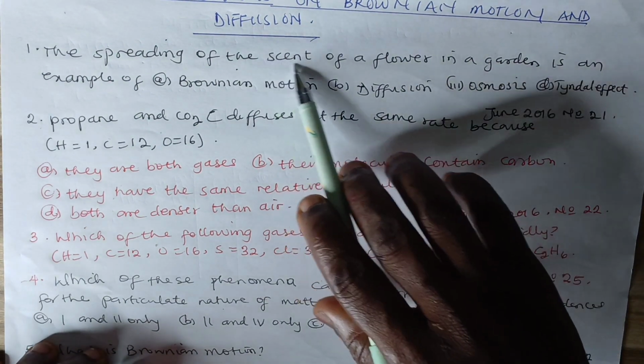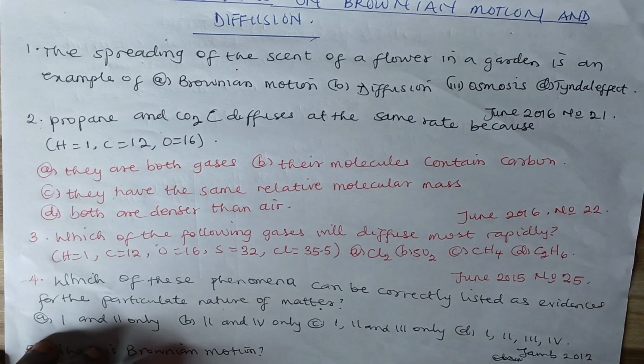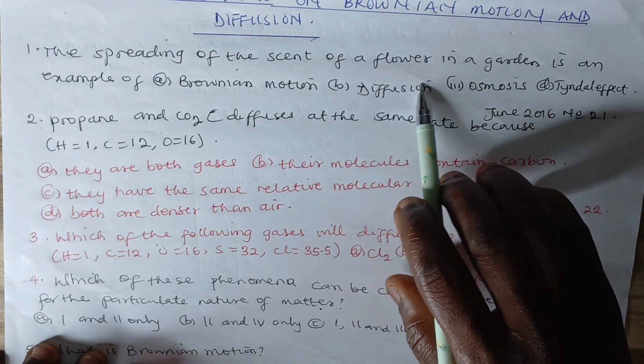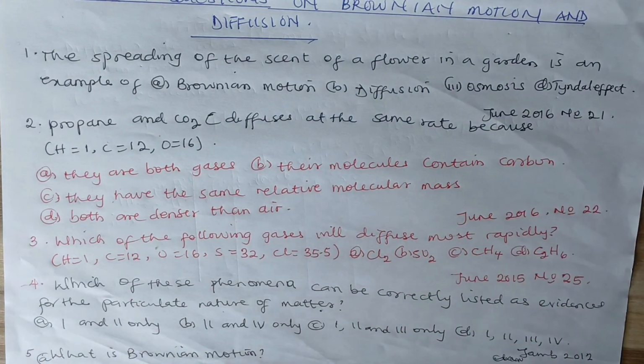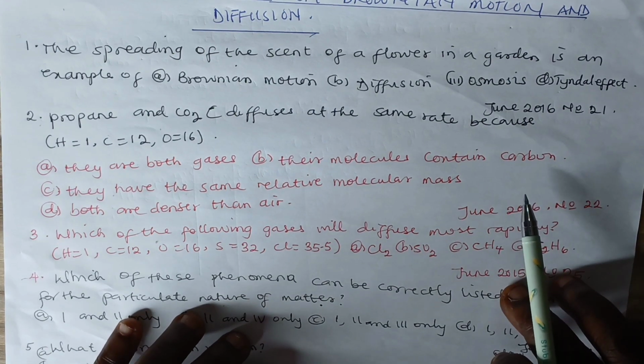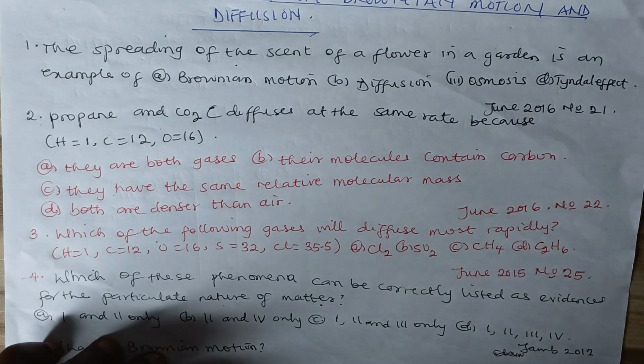Diffusion, because the scent of the flower is made up of particles that are moving continually in gas. They are in form of gas, and these gas molecules are moving speedily because they don't need to pass through any medium. So the best answer here is diffusion. The second question: propane and carbon dioxide diffuse at the same rate, because now there's this point I want you to know.